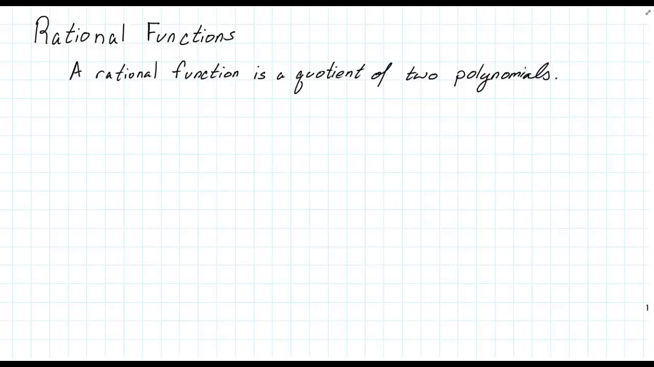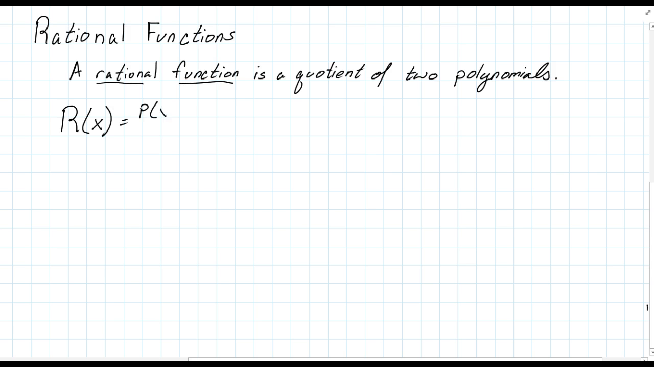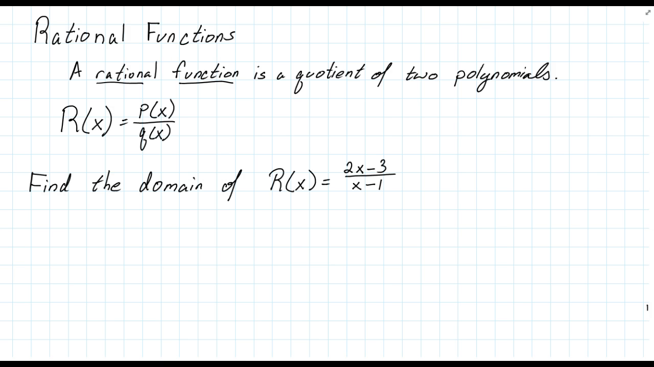Next, we're going to start talking about rational functions. Rational functions are just a quotient of two polynomials. So all it looks like is one polynomial over another polynomial. Now we've already found the domain of several rational functions. We just didn't call them rational functions at the time.